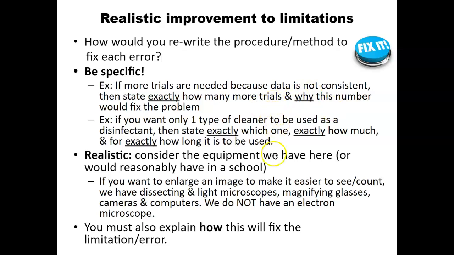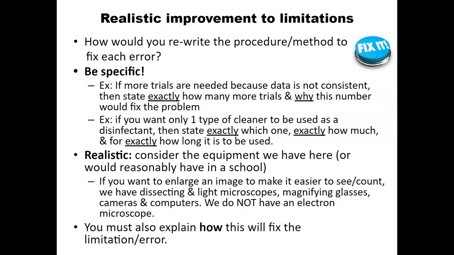So the example here is, if you want to enlarge an image to make it easier to see or count, then we have dissecting microscopes and we have light microscopes. We also have magnifying glasses. We also have cameras. You have your cell phone camera. We have computers. Okay, these are all things that you could use to enlarge the image and make it easier to see. We do not have electron microscopes. So if you suggested that this would fix your issue, this is not something that's realistic. We don't have that here at Newbury Park High School.